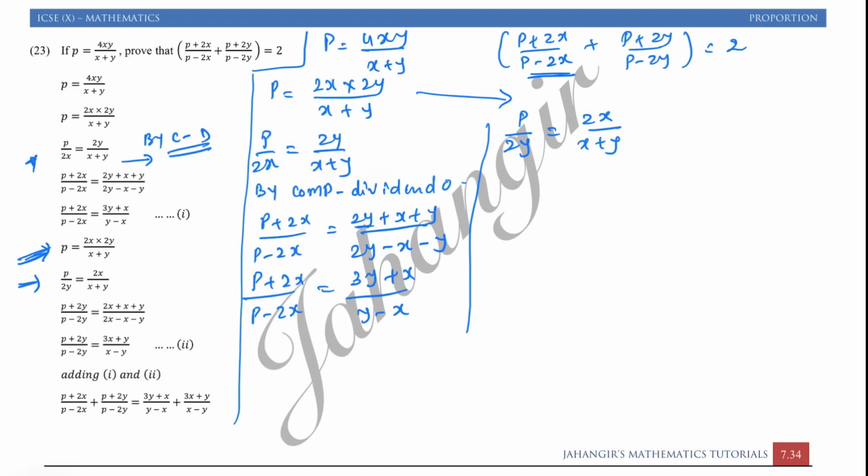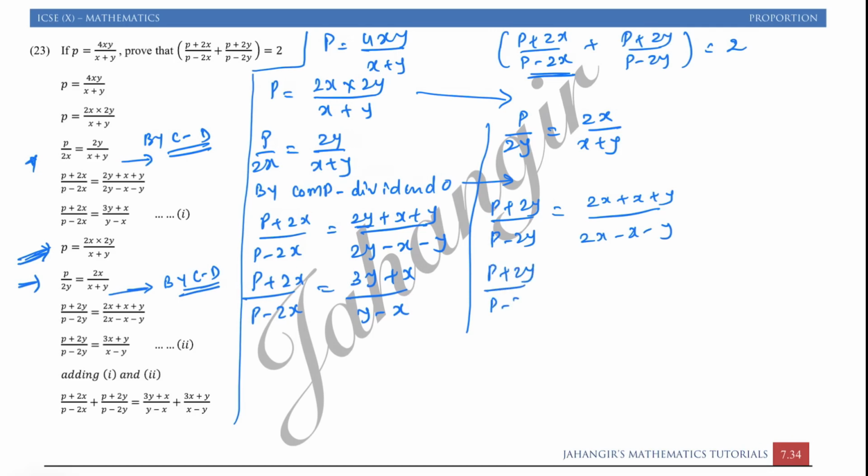Okay, now again we will do componendo dividendo same. I will get p plus 2y upon p minus 2y. Here you have to write steps by componendo and dividendo is equal to 2x plus y upon 2x minus y. So what I will do, I will keep p plus 2y as it is and p minus 2y. 2x plus x is 3x plus y upon x minus y.